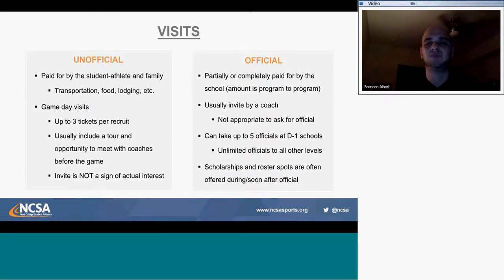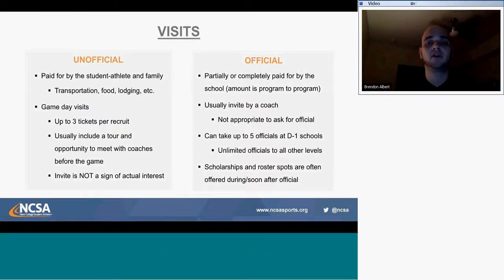As I talked about, game invites are becoming so common. Coaches are sending these tickets out pretty much at random. It doesn't necessarily mean we're a great sign of interest. It doesn't mean we're definitely going to get recruited by Penn State just because they offered us a game day invite.